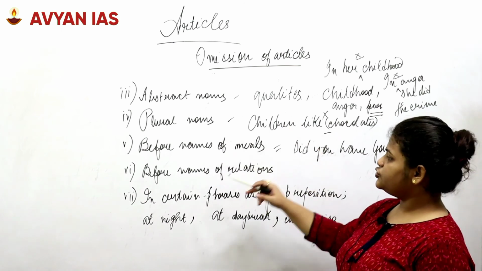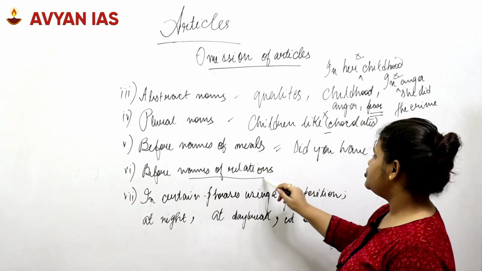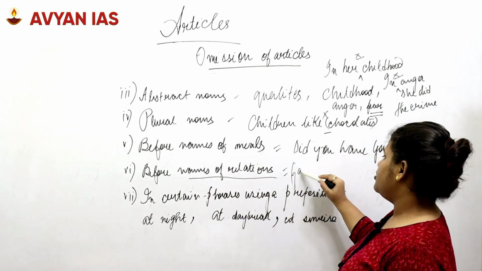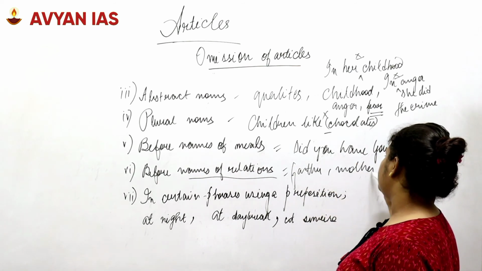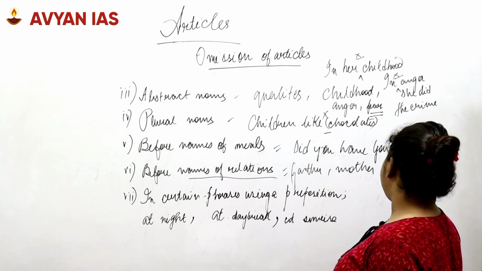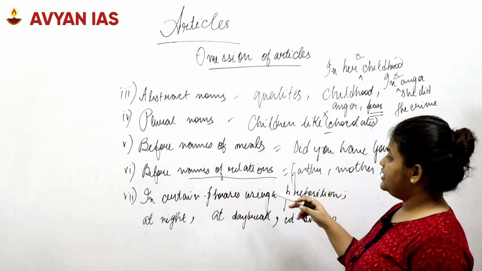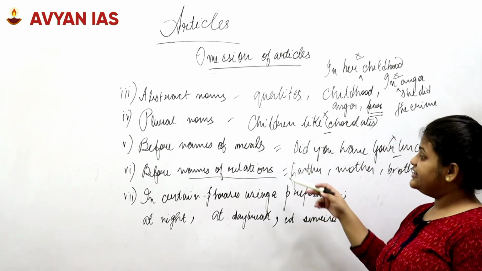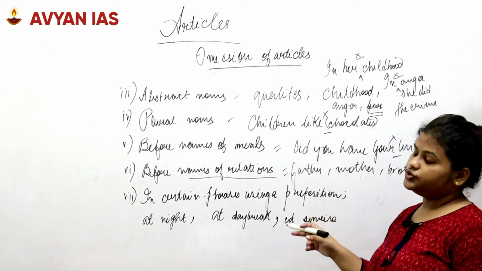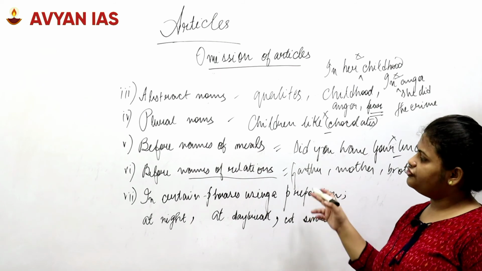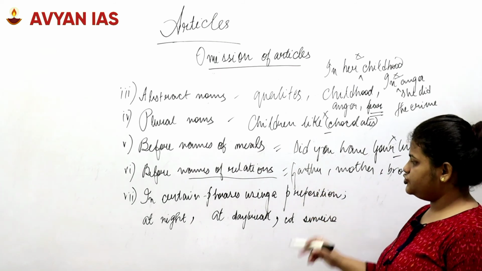We will neither use articles before the names of relations like father, mother, brother, any of it. Like, the man you saw there is my father. We will not use a, an, or the before referring to any of these relations.